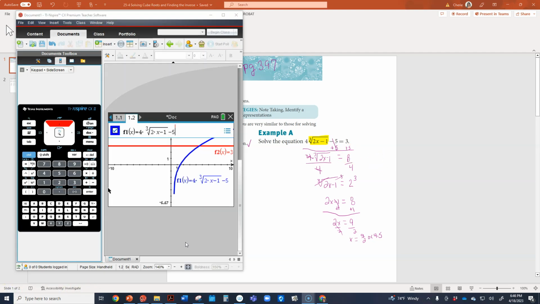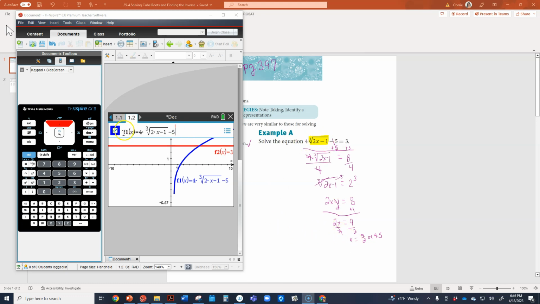Don't forget, you can use the TI Inspire calculator to find the solution as well. Finding the solution on the calculator will allow you to check to make sure that your answer is right. We're going to check it 2 ways. The first way we're going to check it is by finding the intersection.